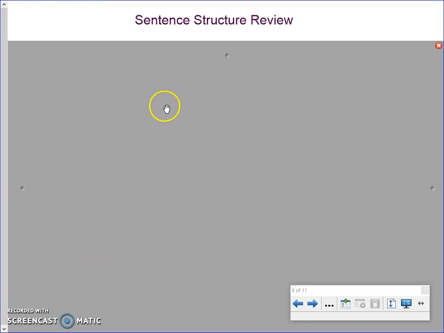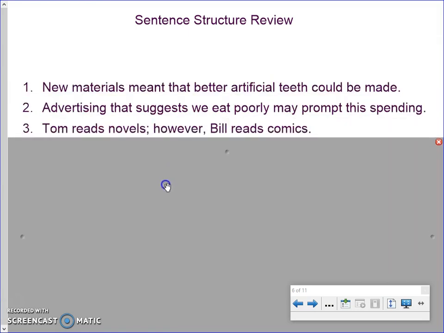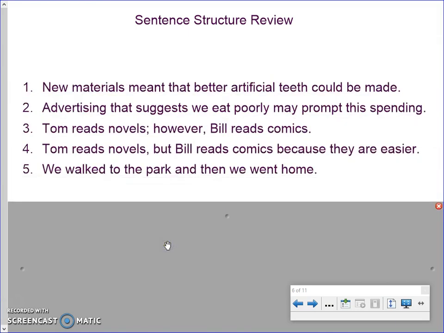Okay, so the first thing we're going to talk about is sentence structures. I want you, first of all, to write these down in your notes, like I always tell you to, and then I want you to label them correctly. What I mean by label them correctly is put if they're simple, compound, compound complex, or complex. Go ahead and pause it. I'm going to give you a minute, and then I am going to give you the answers for these. So go ahead and pause it.